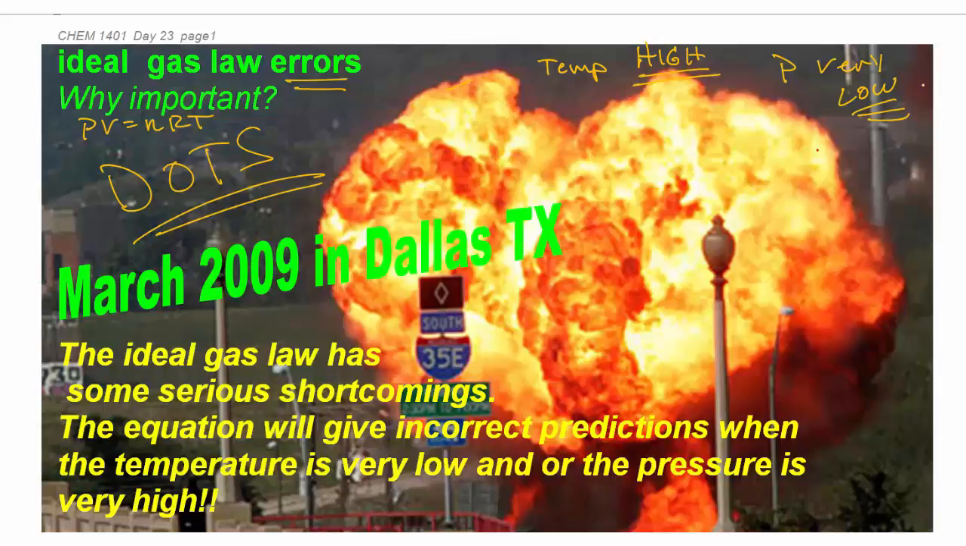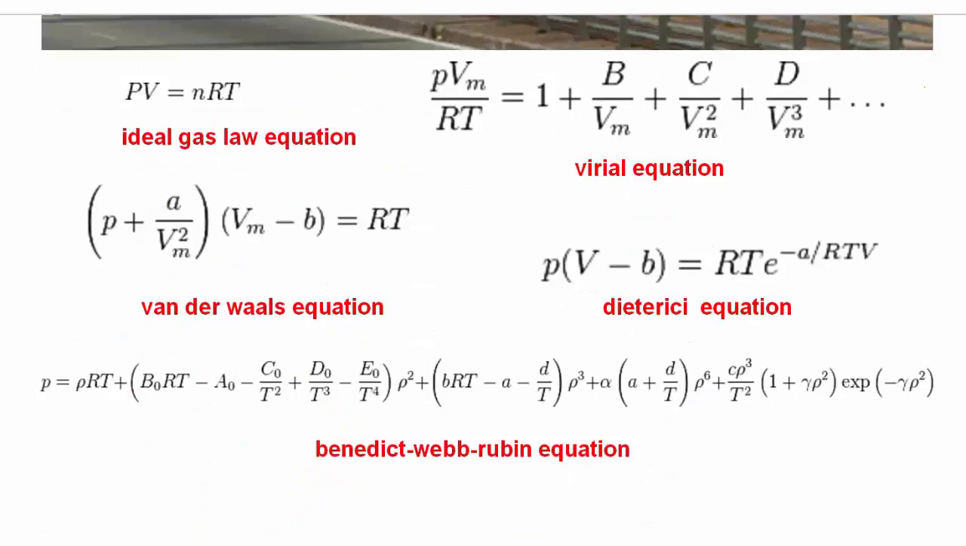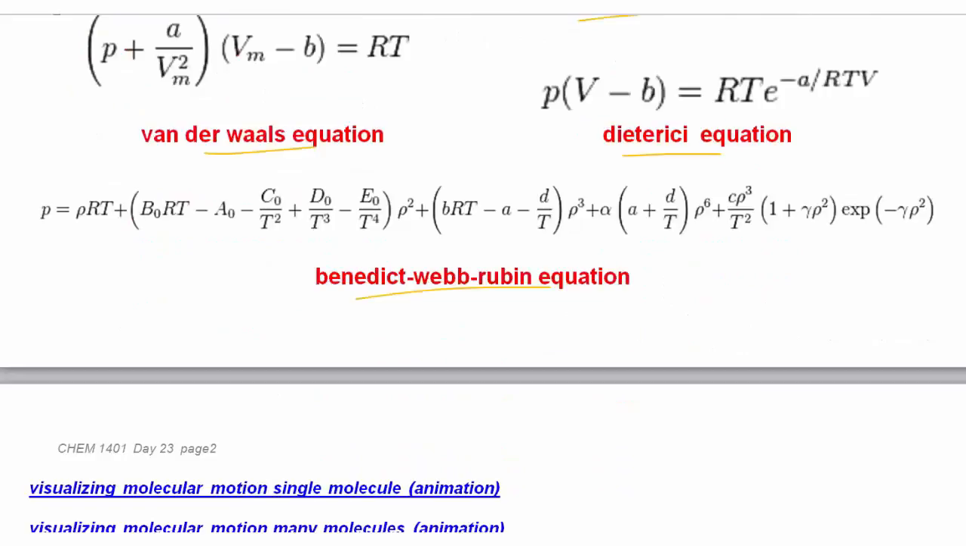However, we're not always working under those conditions, and you can have some pretty serious things happen. So science has come up with more equations than just the ideal gas law. We have the virial equation, van der Waals, Dieterici, Benedict-Webb-Rubin. So there are a lot of expressions that we've come up with for gases besides the ideal gas law.